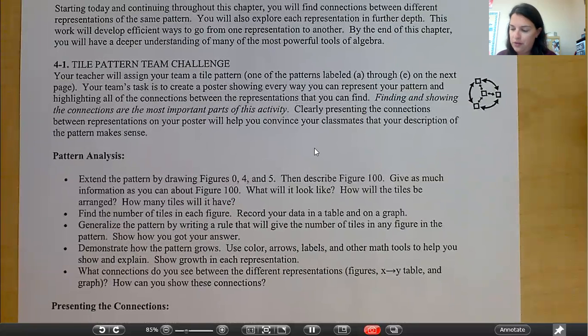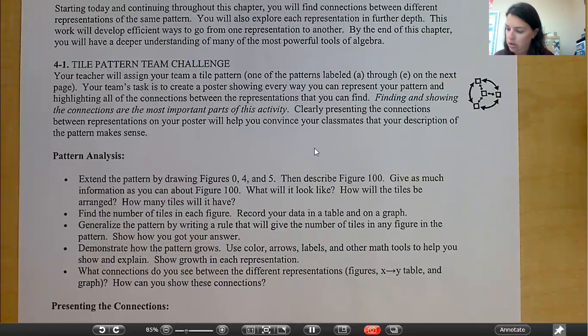Pattern analysis. Extend the pattern by drawing figures 0, 4, and 5. Then describe figure 100. Give as much information as you can about figure 100. What will it look like? How will the tiles be arranged? How many tiles will it have? Find the number of tiles in each figure. Record your data in a table and on a graph. Generalize the pattern by writing a rule that will give the number of tiles in any figure in the pattern.